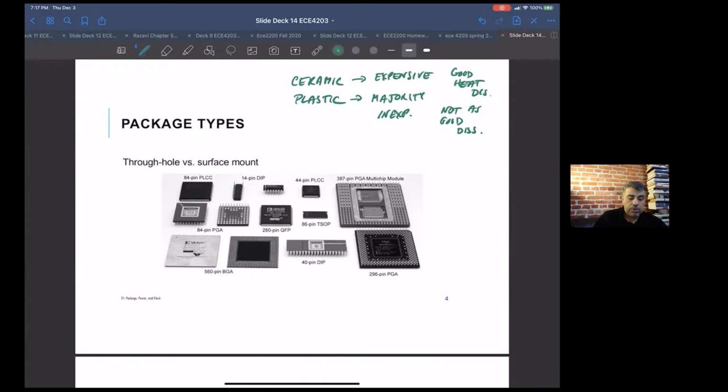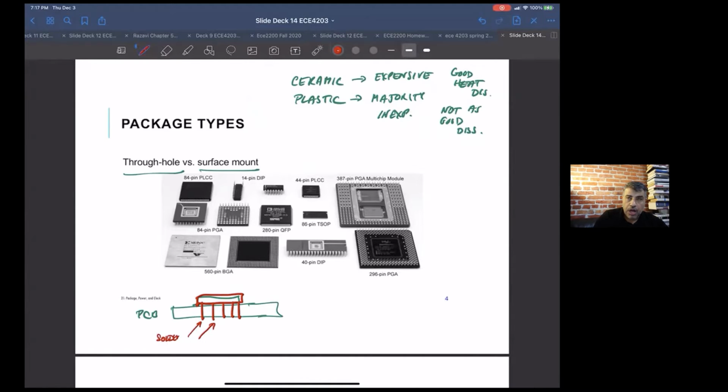The other fork in the road is through hole versus surface mount. I don't know how many printed circuit boards you've seen, but if you're going to hand solder something, you want to do a through hole package. The idea is, if this is your printed circuit board, you want your part to go into it, and you want the pins to come through the other side so you can solder through this side, solder the part down if you're doing it by hand.